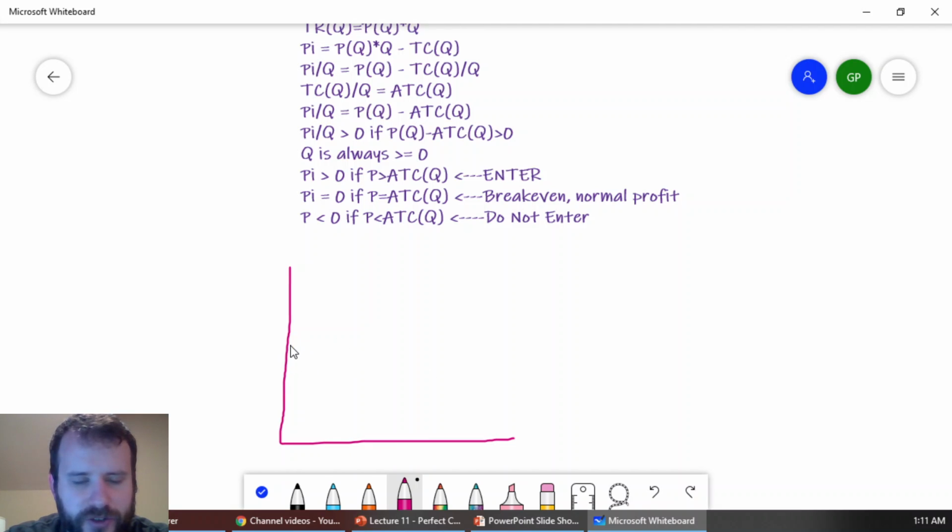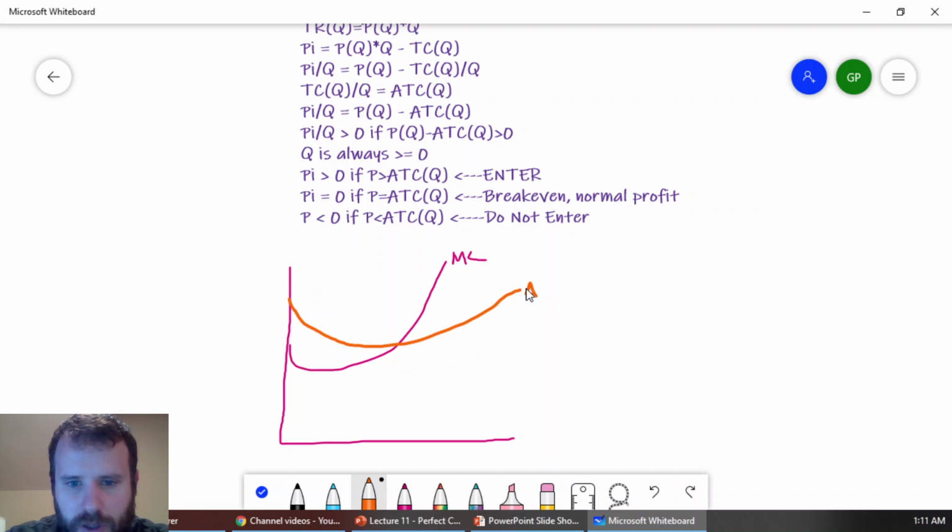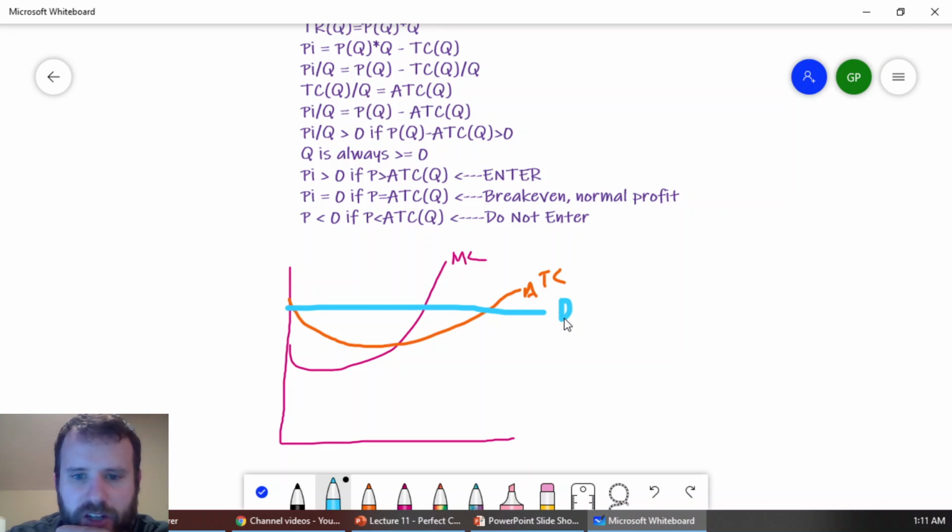All right, so here's your short run. It's going to have a marginal cost, which is going to touch the average total cost at the average total cost's minimum. This is ATC, not ATL, as much as I love Atlanta. And you're going to have a price. In this case, we'll say that there's positive economic profit because it's above the shutdown point, or excuse me, the break-even point. So the economic profit will be when price is greater than average total costs.